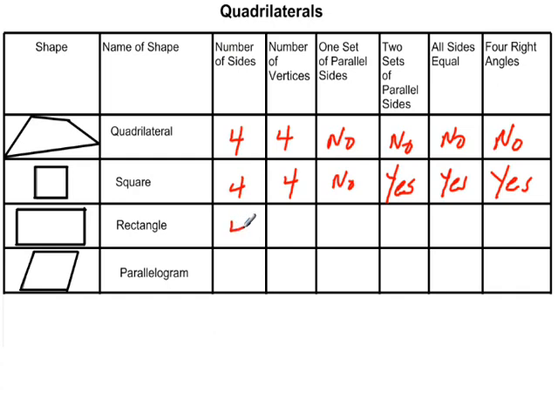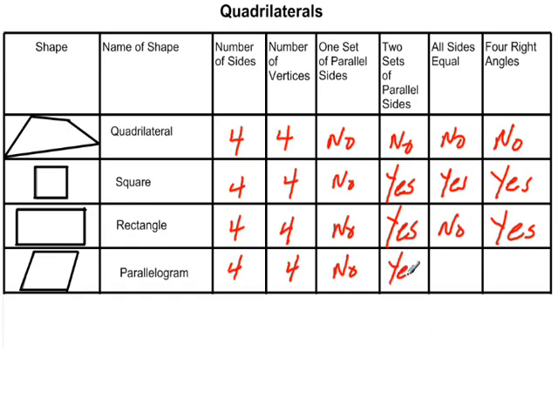Let's look at the rectangle. Four sides, four vertices, not one set of parallel lines, but two. All sides are not equal, but it does have four right angles. Let's look at the parallelogram. It too has four sides and four vertices. It has two sets of parallel sides. In this parallelogram, it looks like all sides are equal, but that is not always the case with a parallelogram. And no, it does not have four right angles.